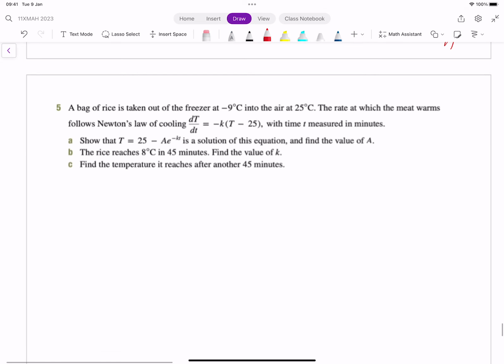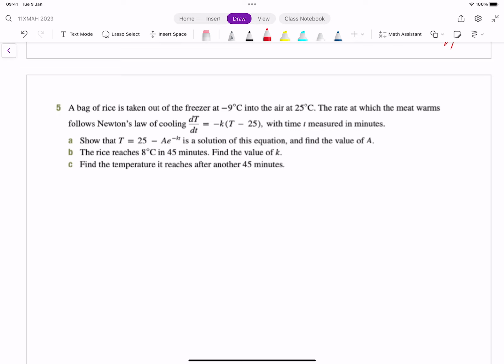Okay, number 5. A bag of rice is taken out of the freezer at minus 9 degrees Celsius into the air at 25. The rate at which the rice warms follows Newton's law of cooling, dT/dt is minus k(T minus 25). Show that T is 25 minus A e to the minus kt is a solution of this equation, and then we're going to find the value of A.